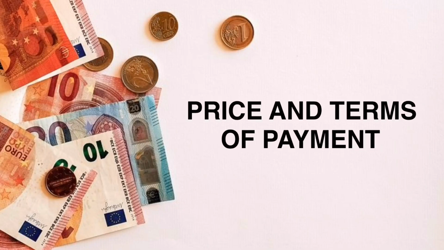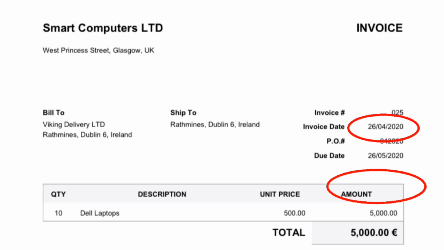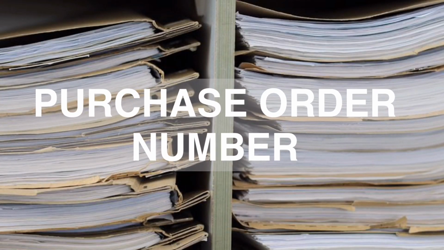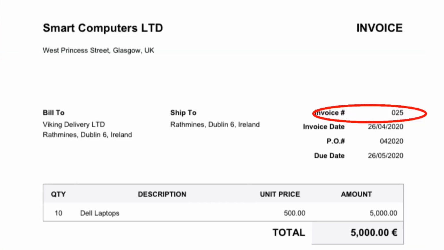An invoice should clearly define the price and the terms of payments. Like in our example, the price for the 10 laptops is 5,000 euros and the due date is 26th of May 2020. In most invoices, we can find a reference to the purchase order, which is actually a good control to make sure that the company is charged what it has actually ordered. And in our example, the PO number, or the purchase order number, was referenced 04-2020.